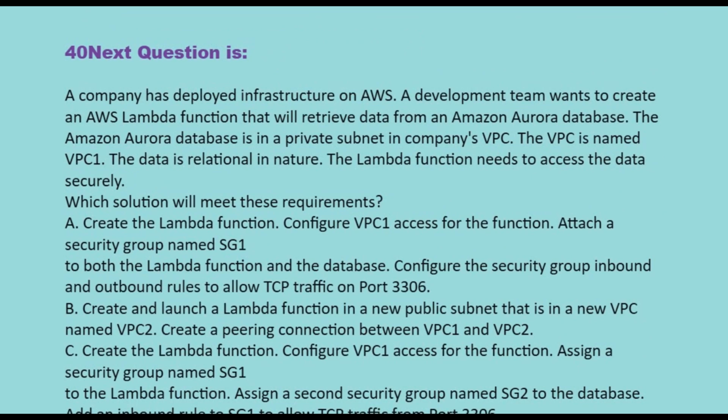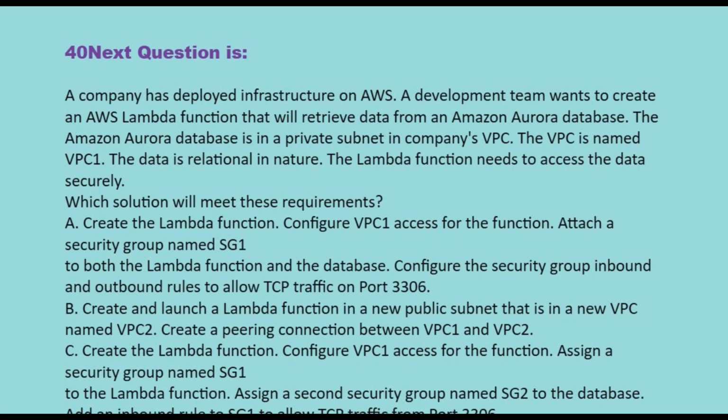Question: A company has deployed infrastructure on AWS. A development team wants to create an AWS Lambda function that will retrieve data from an Amazon Aurora database. The Amazon Aurora database is in a private subnet in the company's VPC. The VPC is named VPC1. The data is relational in nature. The Lambda function needs to access the data securely. Which solution will meet these requirements?